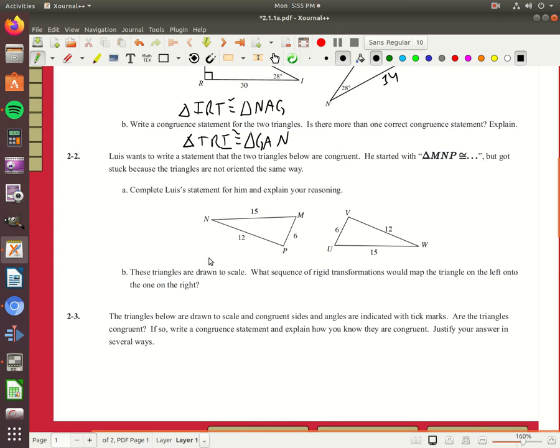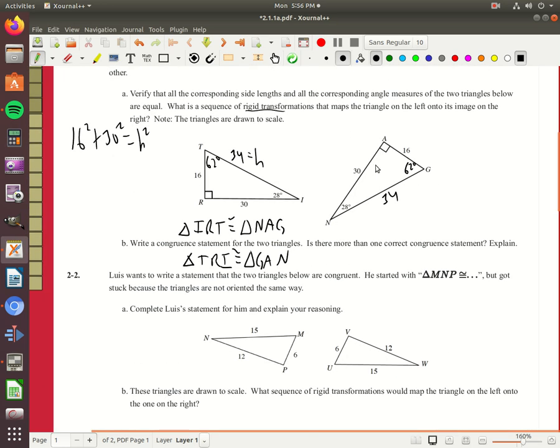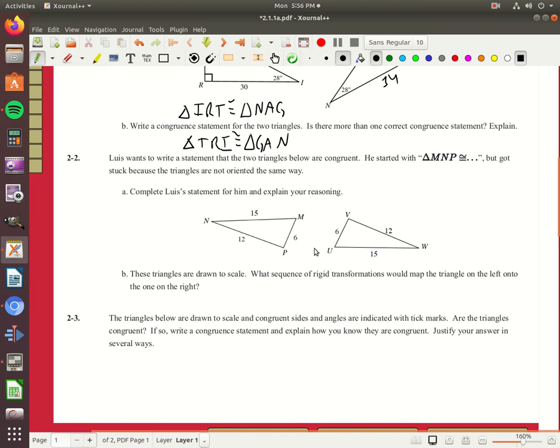So it says Luis wants to write a statement that the two triangles below are congruent. He started with triangle MNP, but got stuck because the triangles are not oriented in the same way. So complete Luis's statement form. The one thing we want to remember is, up here it was easy because we knew what the actual degrees in the angle were. But here, to match up, right, the 62 and the 62 went together, the 28 and the 28 went together. But here, we don't have that same ability.